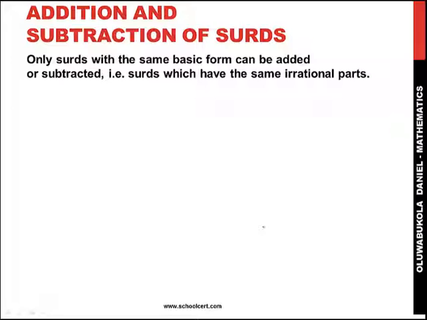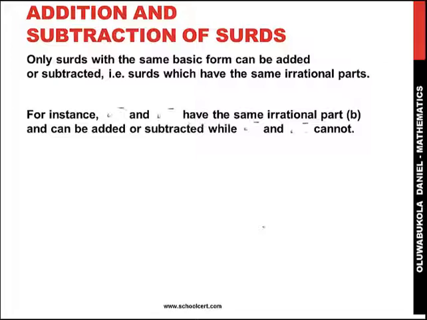So they must have the same irrational part for them to be added or subtracted. What I mean by this is this. For instance, if you have A root B and C root B, if you look at this very well, they have the same irrational part, the same surd part. That's root B. Actually, they both have that, which is the same. So these two surds can be added or subtracted.